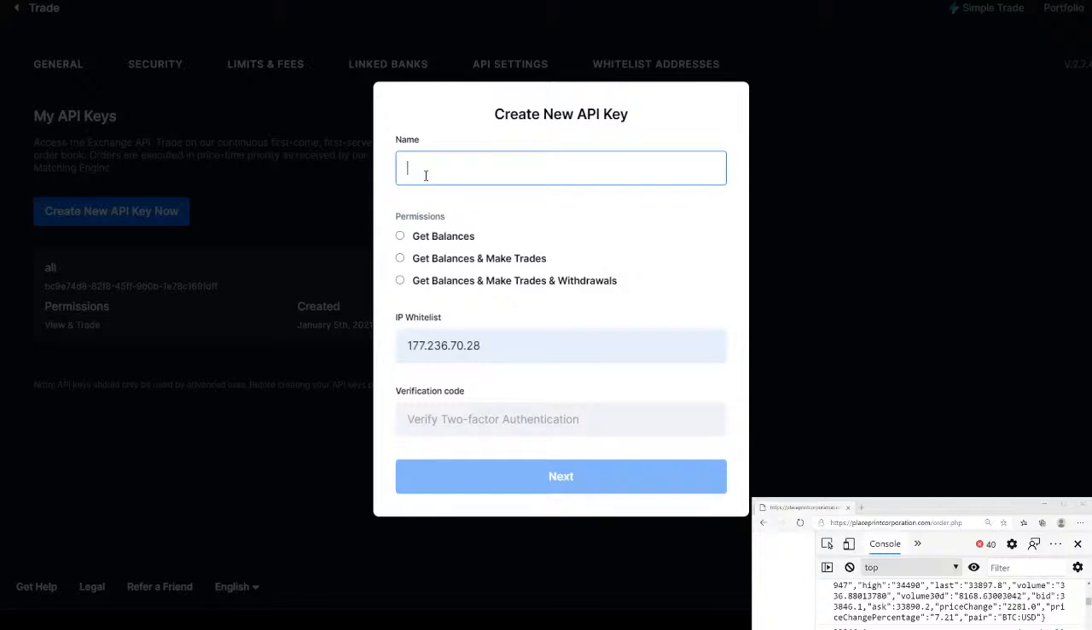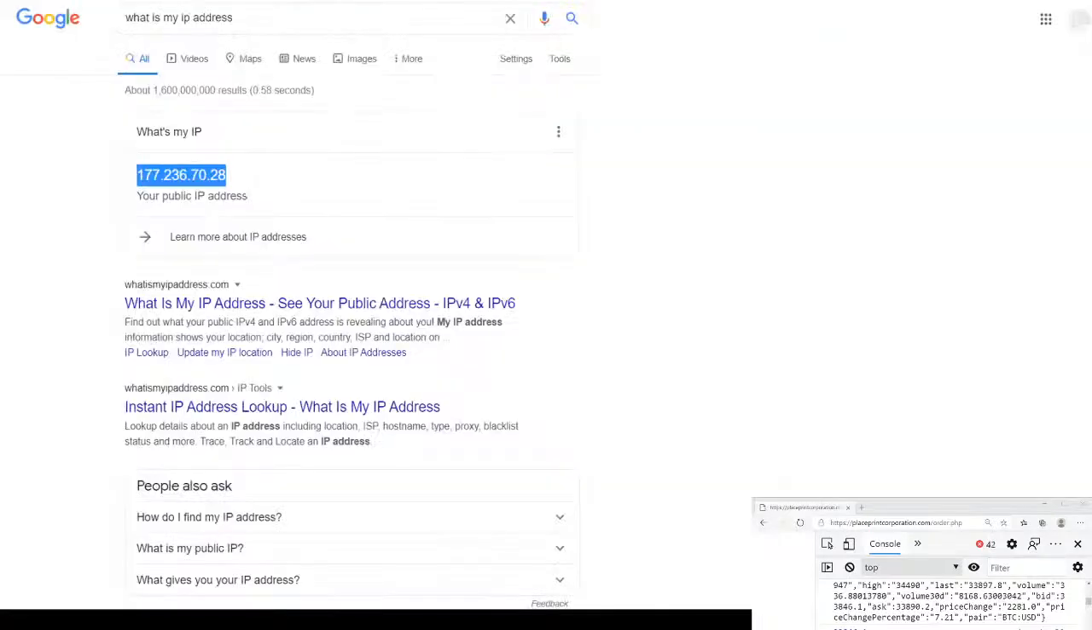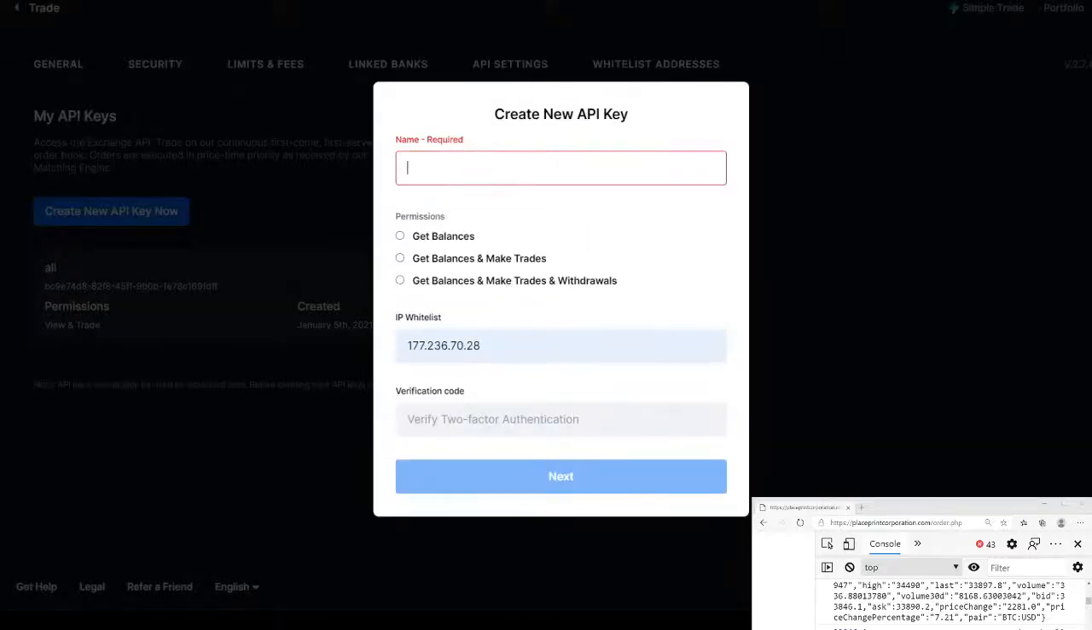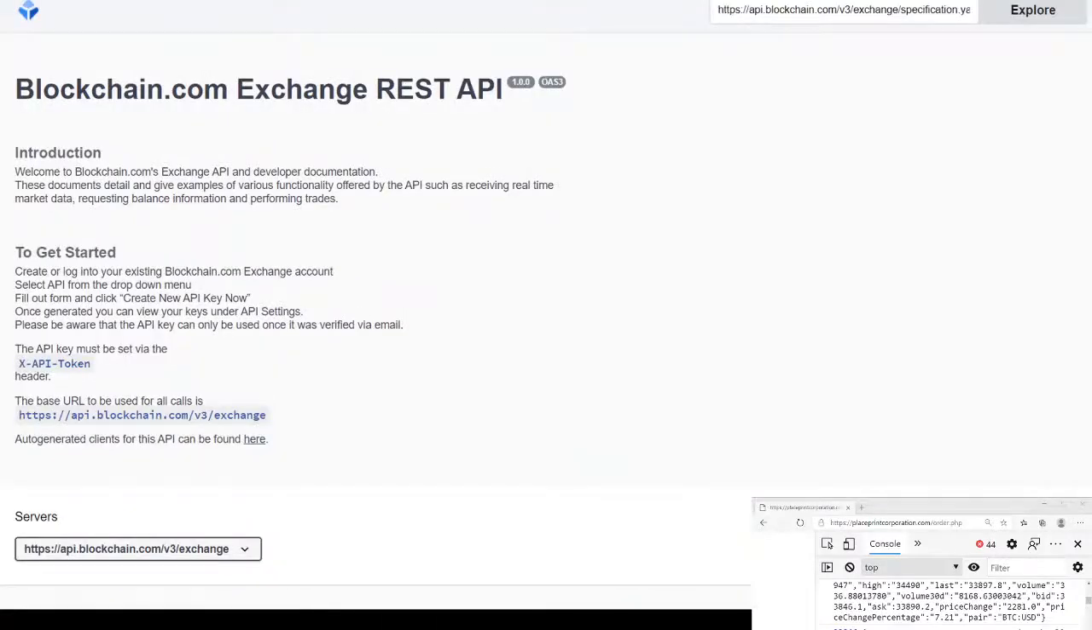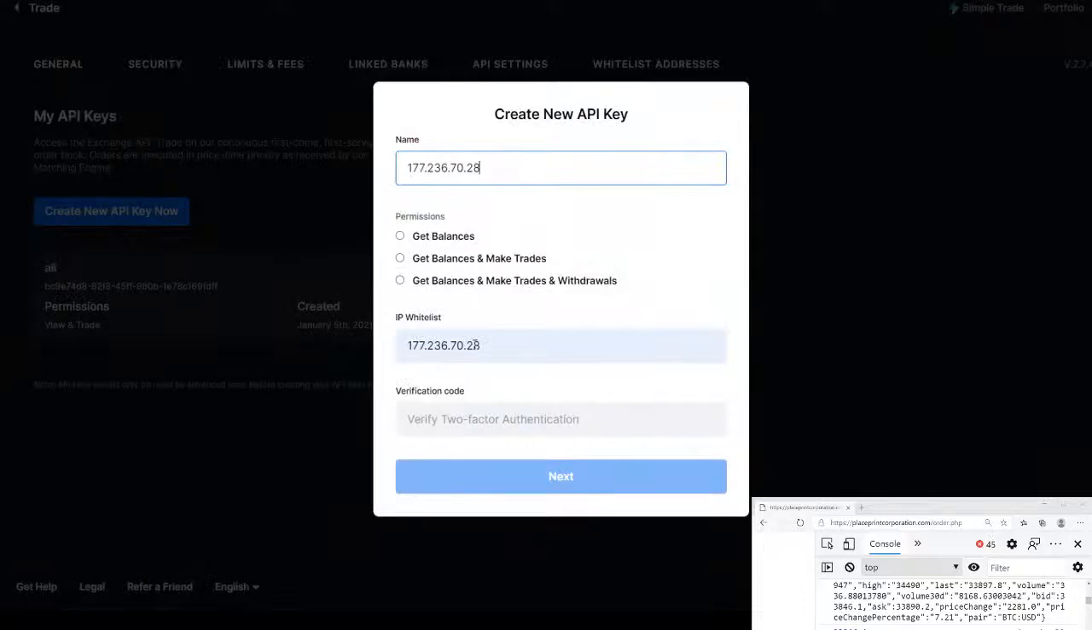Okay, this one we'll call the IP address, as in "what is my IP address?" I'm just going to name them off of the IP address to remove confusion. All right, there we go. Okay, get balance, make trades, two-factor. I have to do this.